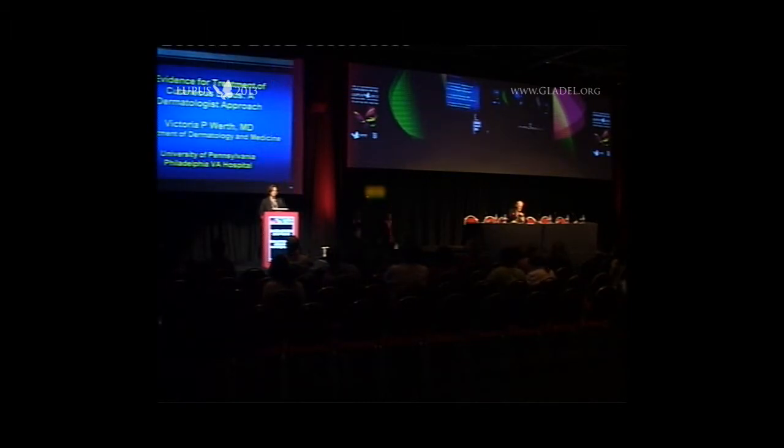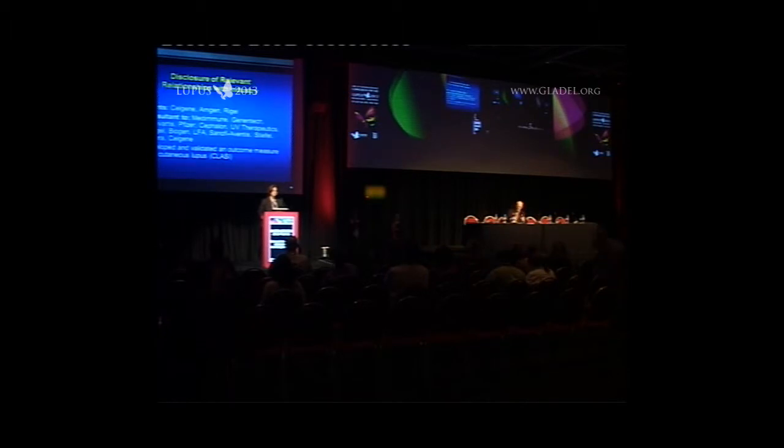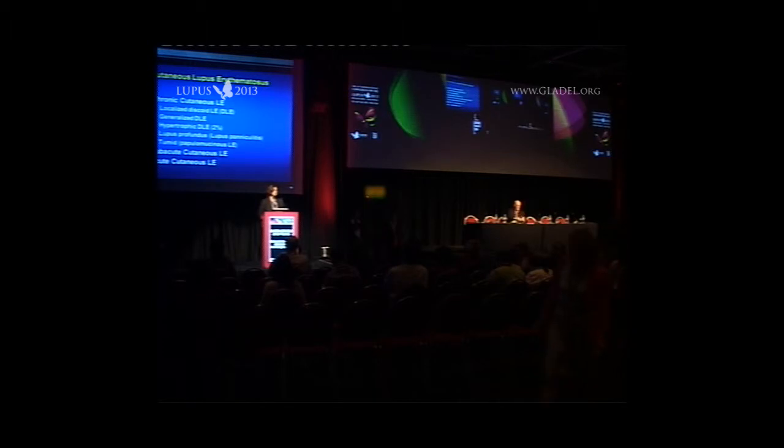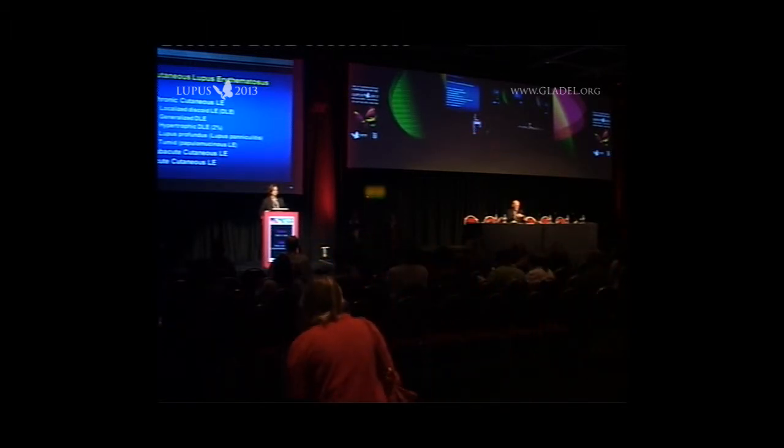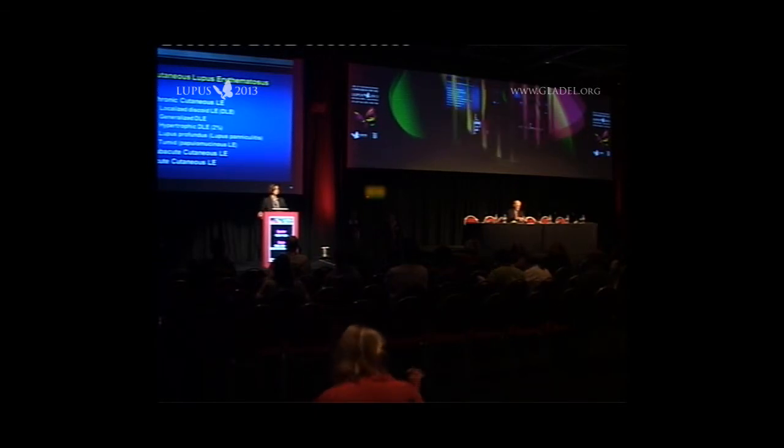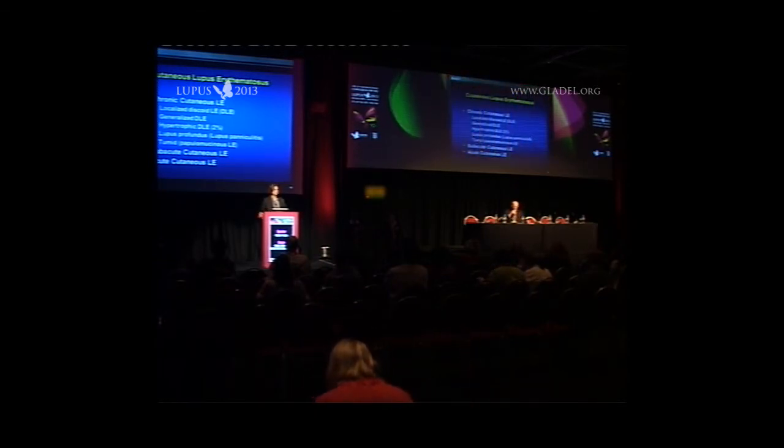Good afternoon, and it's my pleasure to be here and talking about treatment and evidence for treatment in cutaneous lupus. These are my conflicts. So cutaneous lupus is divided into chronic cutaneous lupus, which includes localized discoid lupus, generalized discoid lupus, hypertrophic, lupus profundus, and papulomucinous lupus. Other forms of cutaneous lupus include subacute cutaneous lupus and acute cutaneous lupus.